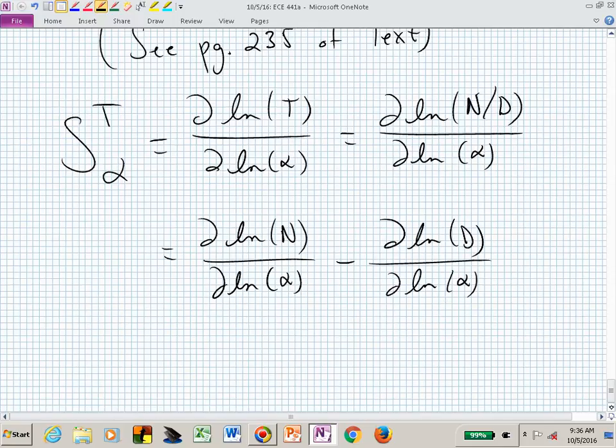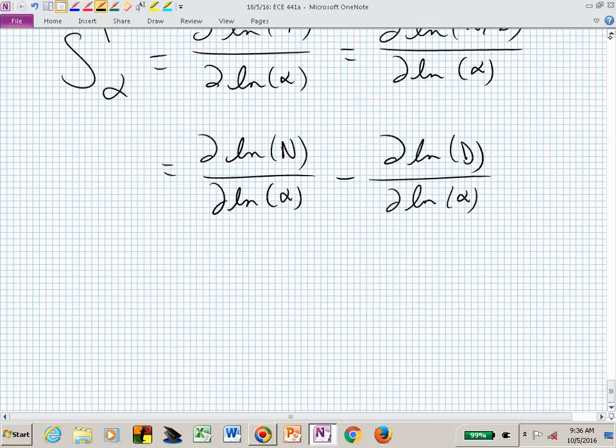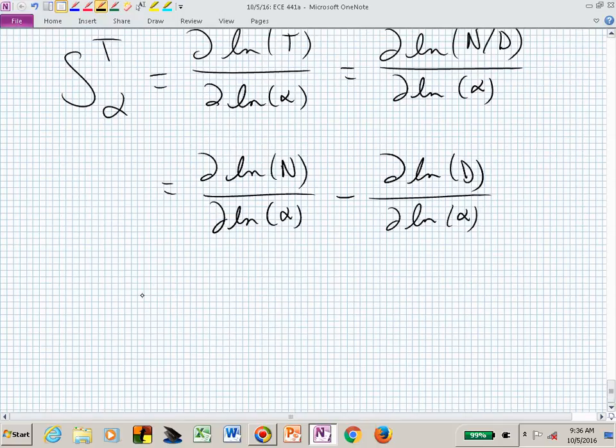But those last two formulas on the right-hand side should look very familiar to us in terms of our sensitivity formula. This now says that I can find the sensitivity of T with respect to alpha by first finding the sensitivity of my numerator with respect to alpha and simply subtracting the sensitivity of my denominator with respect to alpha, and I'll get the same answer. So we've derived the general formula in this particular case, for T with respect to alpha.